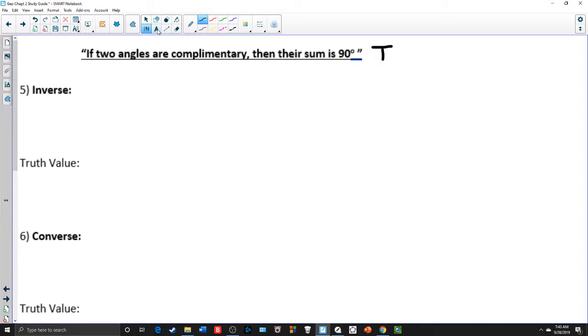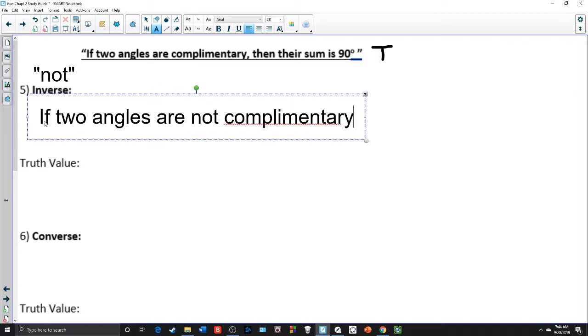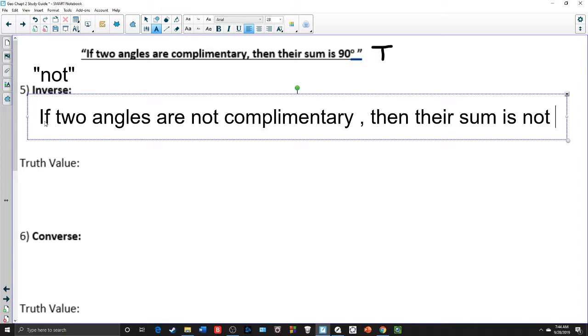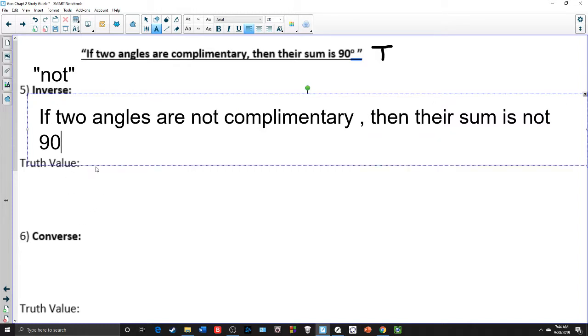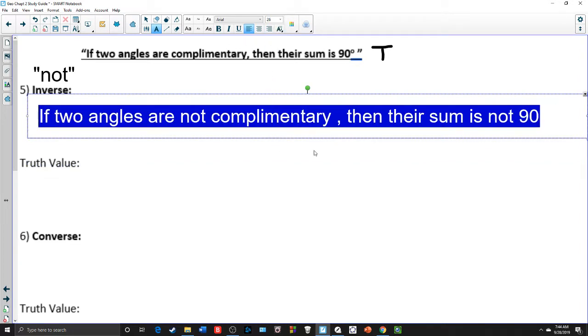Now the inverse is taking your original statement and putting it in terms of not. So the inverse is a not statement. So instead of saying if two angles are complementary, we're going to say if two angles are not complementary, then their sum is not 90. So once again, we're using our not for the inverse. Let me shorten this up a little bit so that it can be all on one line.